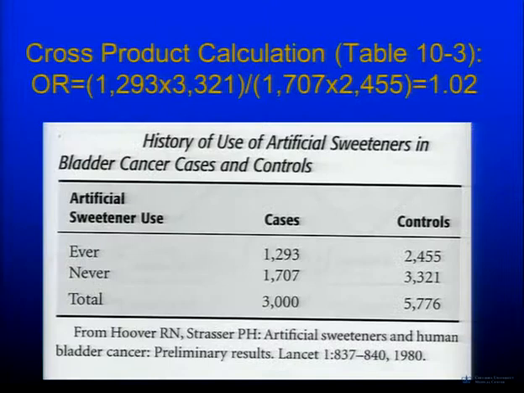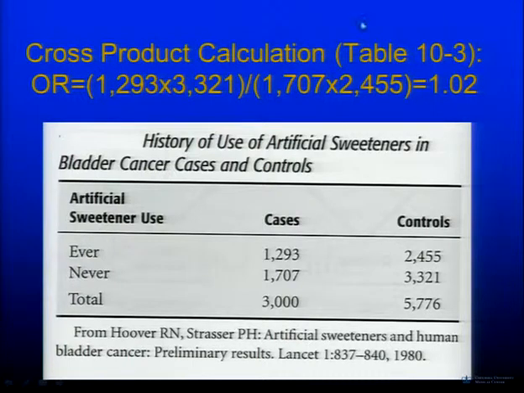So just to go through another example of the cross product, this is a study that was done back when the first artificial sweeteners came out. There was some concern that it had shown cancer in some laboratory animals. So they started doing studies of whether artificial sweeteners cause bladder cancer in people. Cancer, again, is a fairly rare event. So they collected a group of cases and a group of controls, and they asked them, did they ever use artificial sweeteners, ever or never in this case.